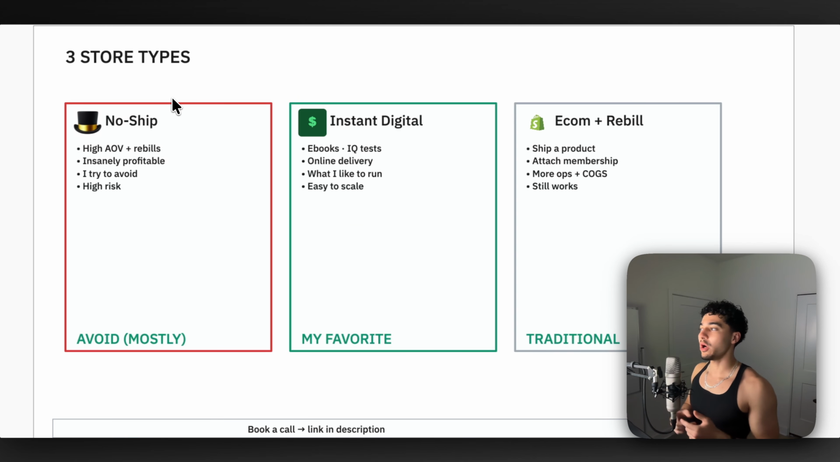So once you pick out your product, you're gonna wanna decide how you actually want to run your store. So you got the no ship or instant digital for ebooks, IQ tests, or ecom plus rebill.